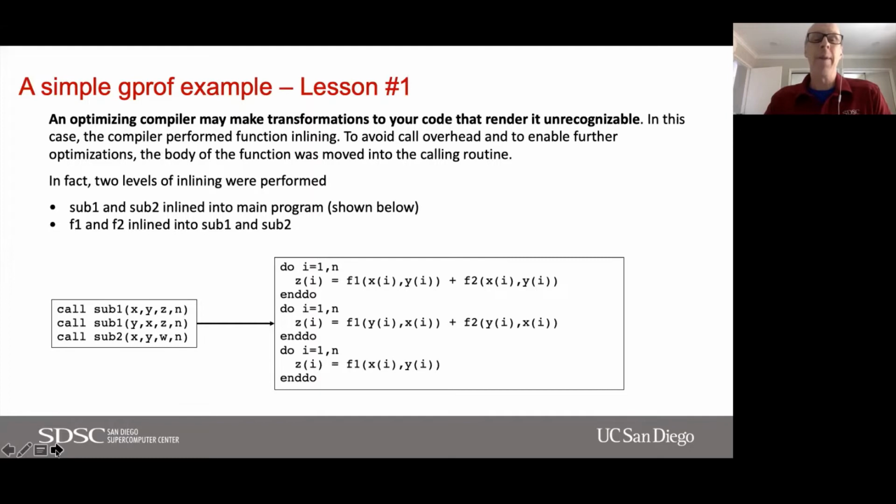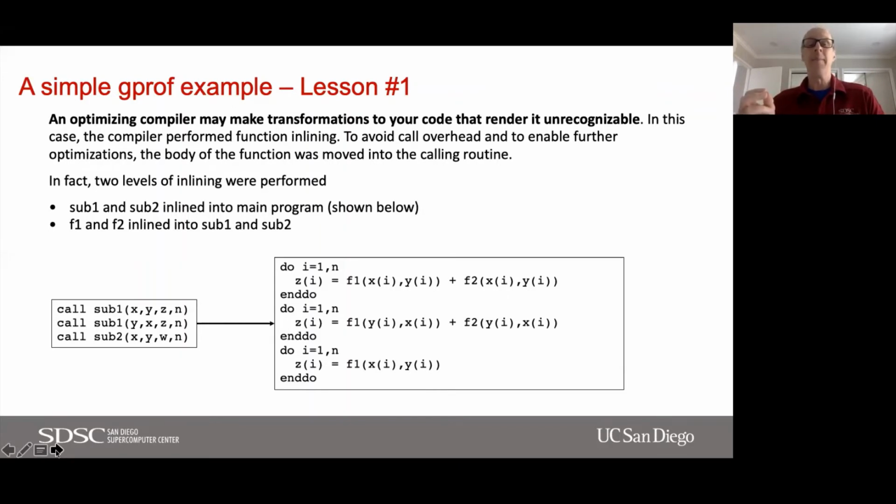So what happened was that the compiler did an optimization called function inlining. The first lesson that I think you want to take away from profiling your code is that an optimizing compiler may make transformations to your code that in extreme cases can render it unrecognizable. In this case, the compiler performed function inlining. What this does is it avoids the call overhead and allows the compiler to do additional optimizations.